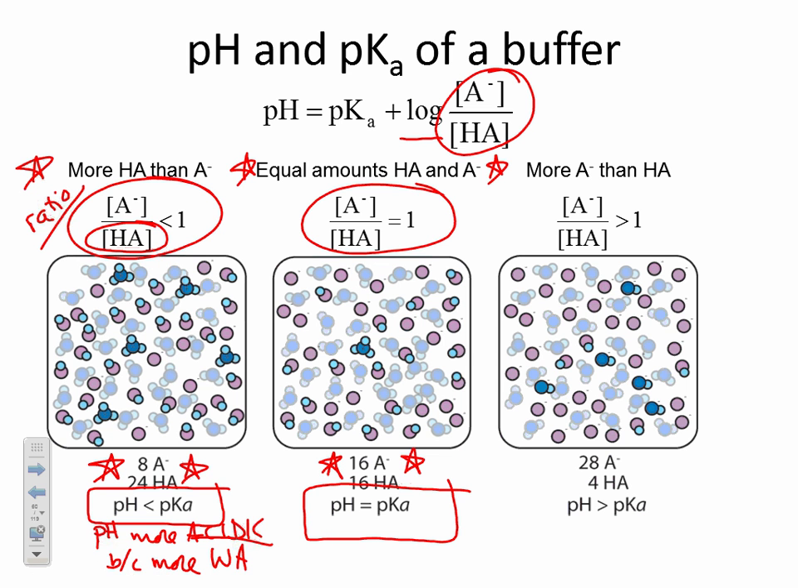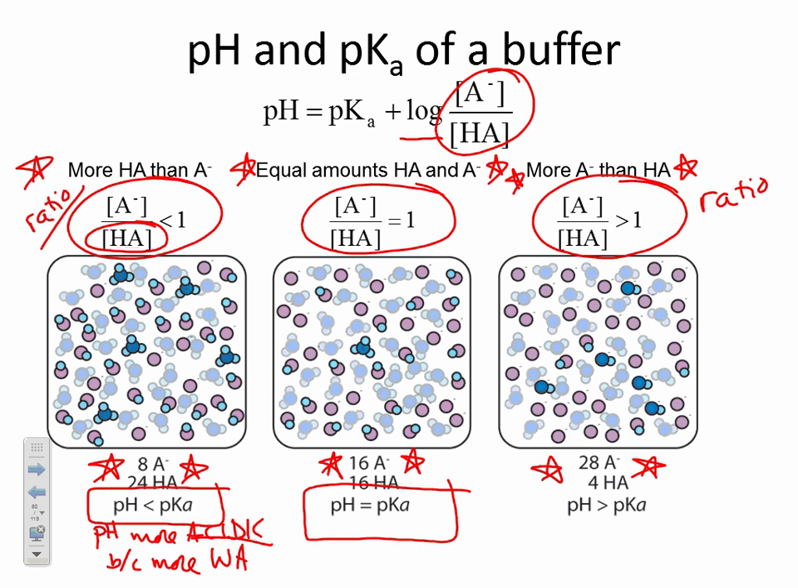And then looking at the other side, what if you have more of the weak base component than the HA? Again, our little particle diagram is showing us that we have 28 A minus and only 4 HA. It's still a buffer, but now the A minus divided by HA, this number is going to be greater than 1. Again, this is our ratio. It's going to be greater than 1 because we have a larger numerator, right?